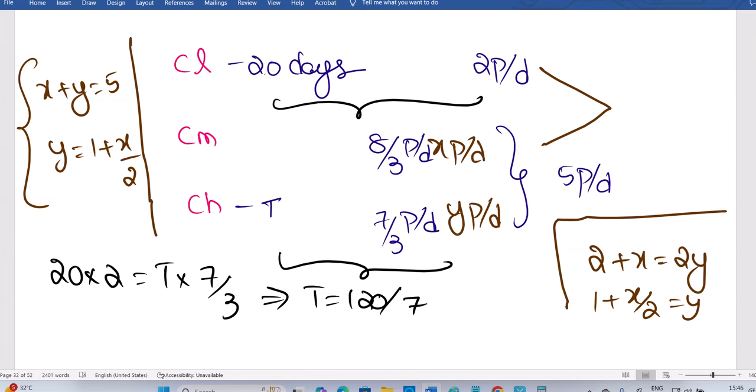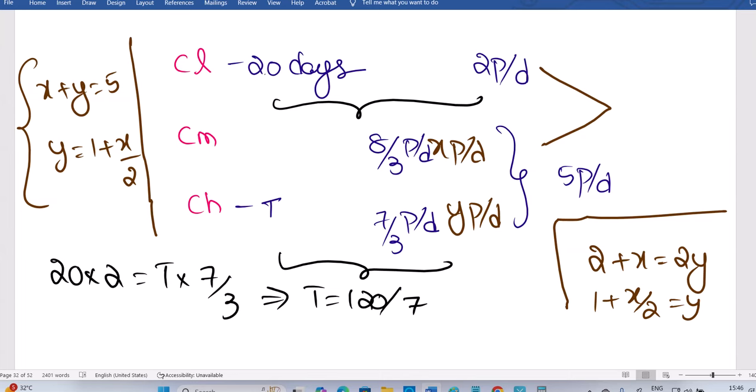After that, what about the last equation, sir? How did we write this one? See, total work is the same, right? These people are doing the same work. This guy works 20 days at 2 pages per day, that is 20 into 2, 40 pages. This person also works for some days at 7 by 3 pages per day, which should be equal to 40. Total work must be the same.